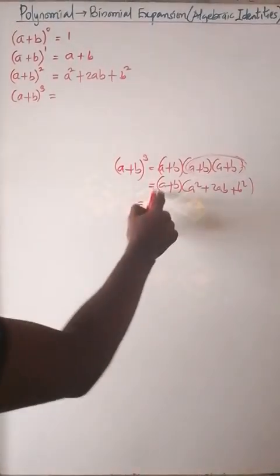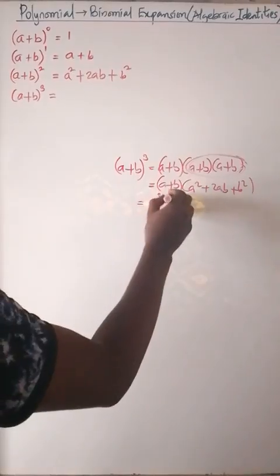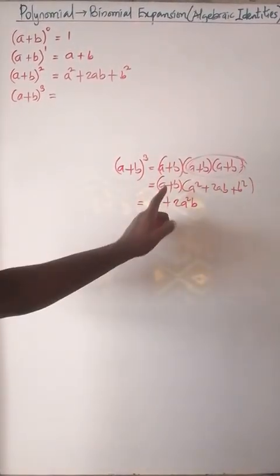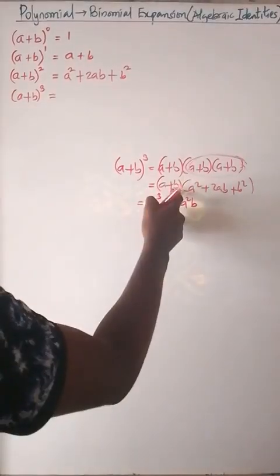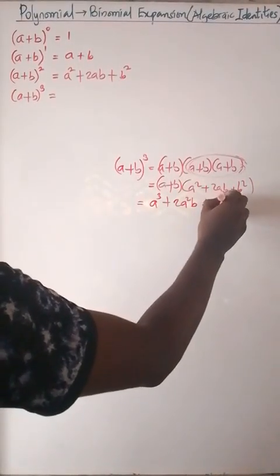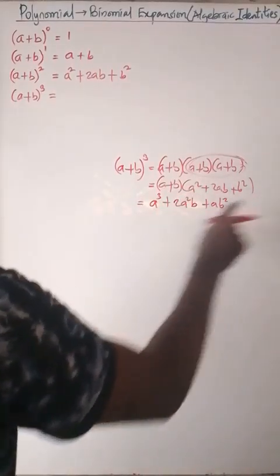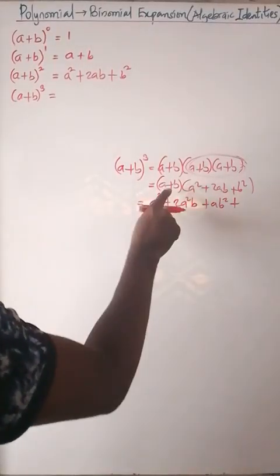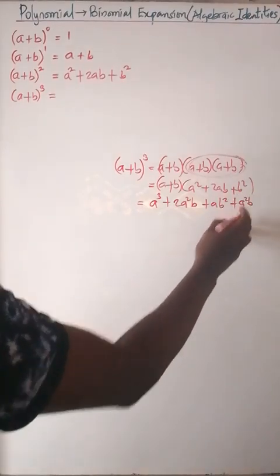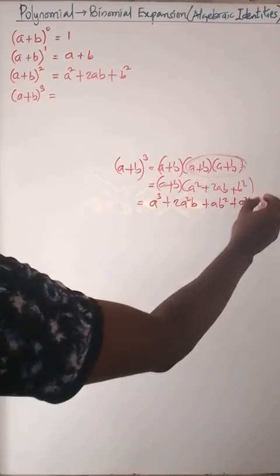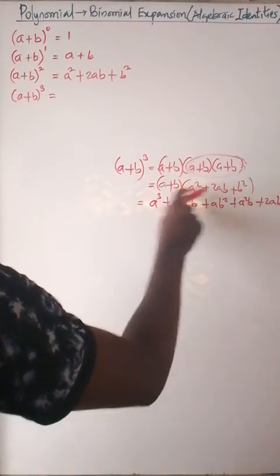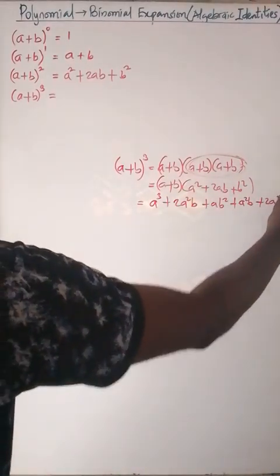So here we have a times a squared, that's a cube. A times 2ab, that's 2a squared b, because a times a is a squared. Then a times b squared is ab squared. That is, we use this a to multiply everything. Now let's use b. So b times a squared, that's what? ba squared or a squared b alphabetically. b times 2ab gives 2ab squared. Then b times b squared will give us b cubed.